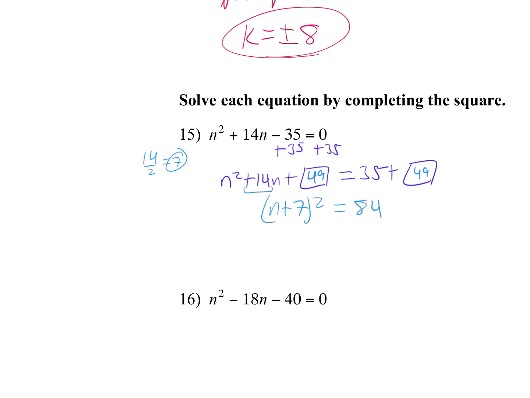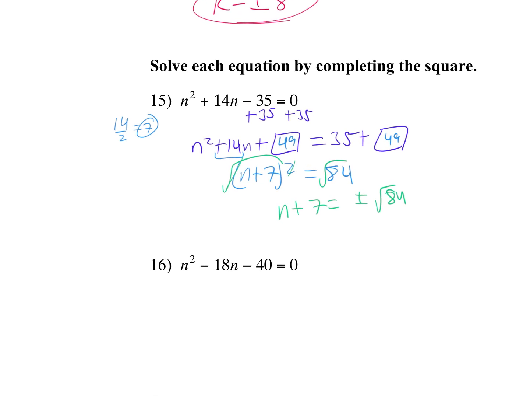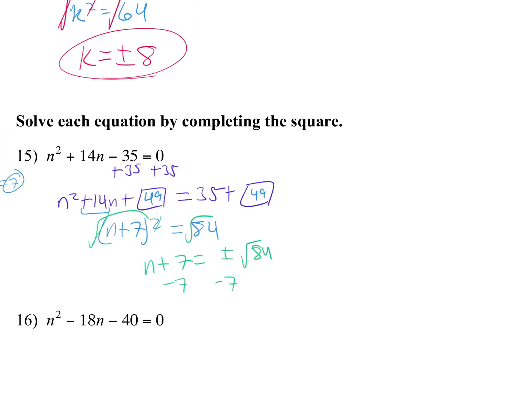All right? And then from here, this is just like solving by taking square roots, right? The next step was we wanted to square root both sides, right? Square root and the square cancel. We get n plus 7 equals plus or minus the square root of 84. And then the last thing we wanted to do was get the n by itself and simplify. So we want to subtract 7 on both sides. We get n equals negative 7 plus or minus the square root of 84.